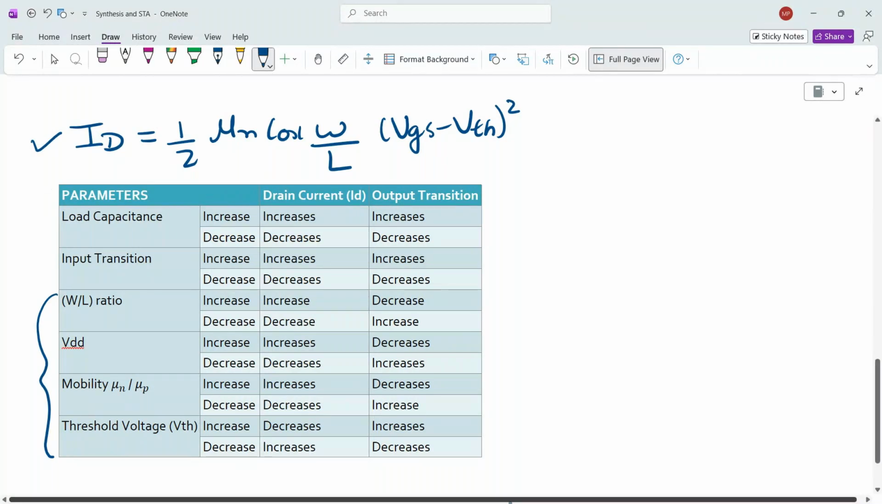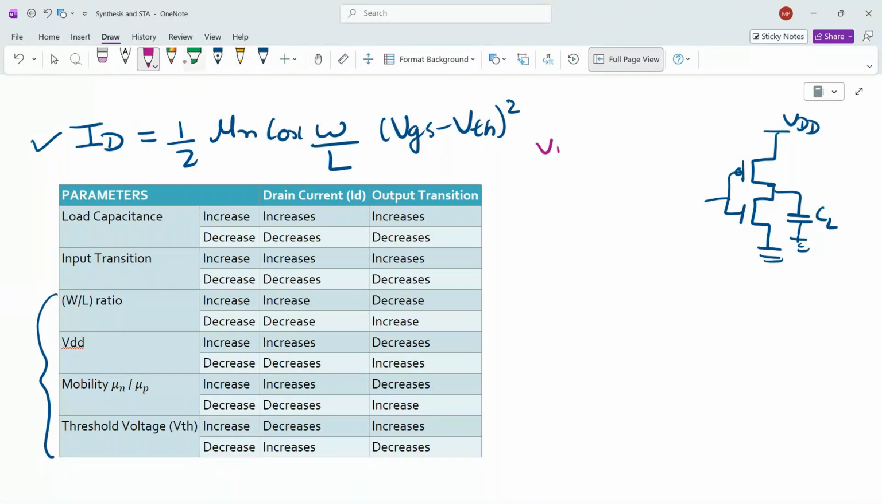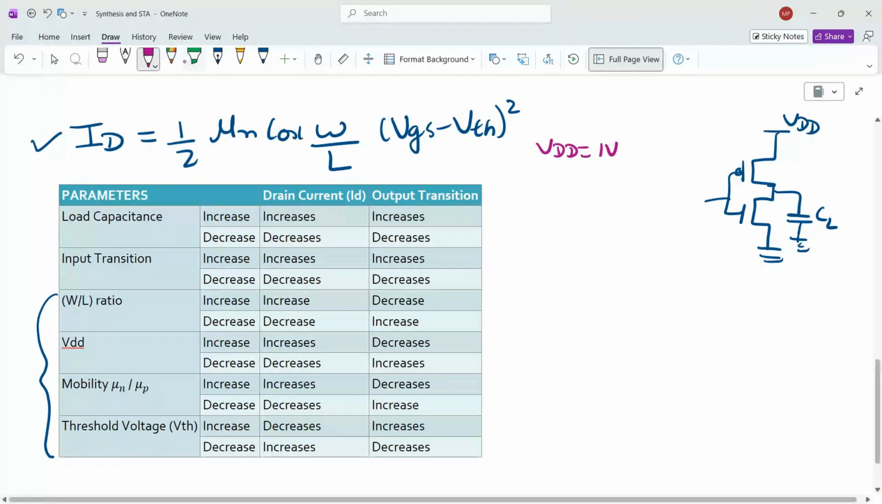How do we know the effect of load capacitance? So for example, I'm again drawing it quickly. For load capacitance, I am providing one fixed VDD here. Just consider that the VDD I am providing is 1 volt, and it is having some ID.